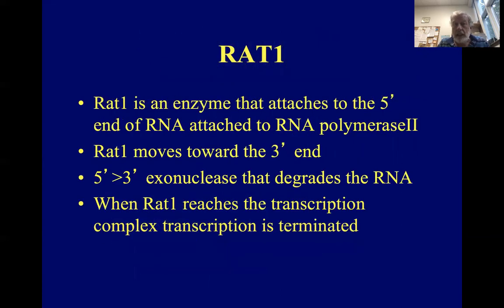So a protein called RAT1, an enzyme, attaches to the 5' end of the RNA that's snaking out of the RNA polymerase II molecule and moves up towards the 3' end. It has exonuclease activity, so it can degrade or chop up the RNA as it moves up. Once it reaches the transcription complex, transcription is terminated.